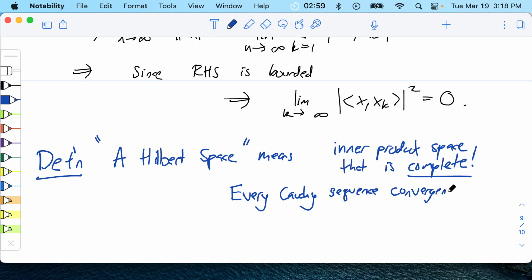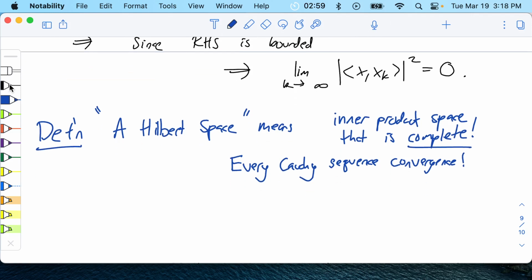Up until now, it's been a curiosity. Who cares if it's complete or not? But now is the moment that it matters that it's complete. We've proven, for example, that the space capital L2 is complete. That was all the work we did with the Lebesgue integration of the step functions and all that. It was really to prove that it was complete. It is complete.